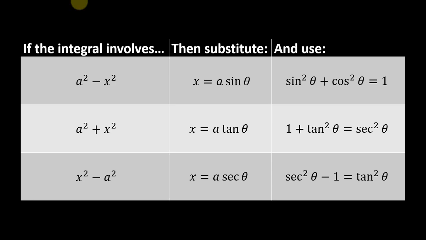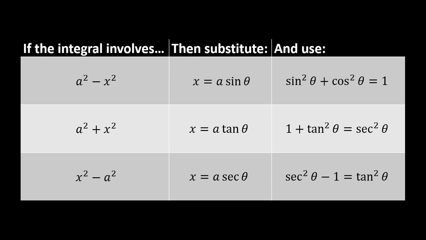If the integral involves a squared minus x squared, then you're going to substitute x equals a sine theta, and then you use sine squared theta plus cosine squared theta equals 1. If the integral involves a squared plus x squared, then you're going to set x equal to a tangent theta, and you'll use this trig identity here. Versus if you have x squared minus a squared in the integral, then you're going to set up x equals a secant theta, and you'll use this trig identity here.